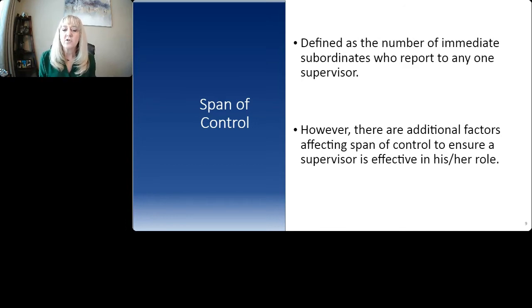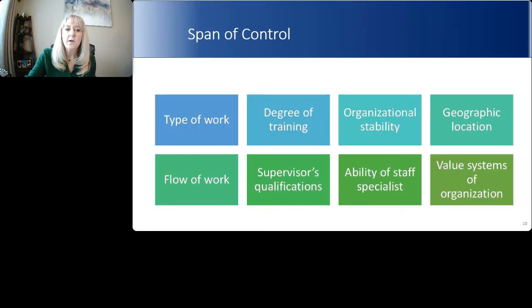So there are additional factors affecting span of control to ensure a supervisor is effective in their role. I've already touched on a few, but they include the type of work and the degree of training. In some environments, you have to be a licensed therapist to supervise in a management role over assistants. Some facilities have assistants as directors of rehab. It just depends on your organization.